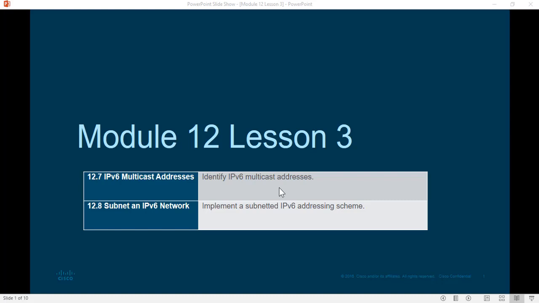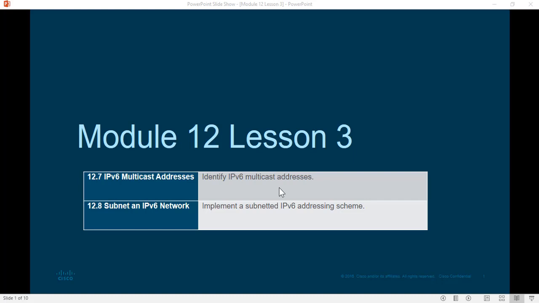Alright, so this is lesson number 3 of module 12 on IPv6. Earlier in this module, you learned that there are three broad categories of IPv6 addresses: unicast, anycast, and multicast. Now this topic goes into more detail about multicast addresses. IPv6 multicast addresses are similar to IPv4 multicast addresses.